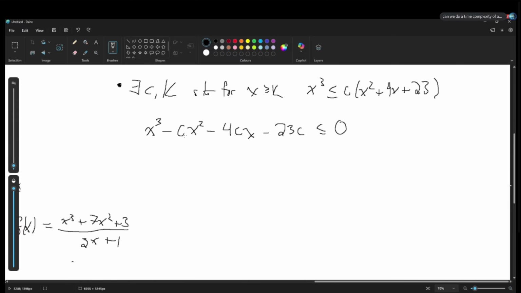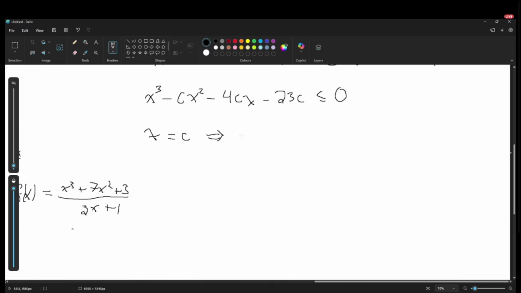So what happens if we plug in x equals c? If you plug in x equals c, then what you get is c cubed minus c cubed minus 4c squared minus 23c squared.